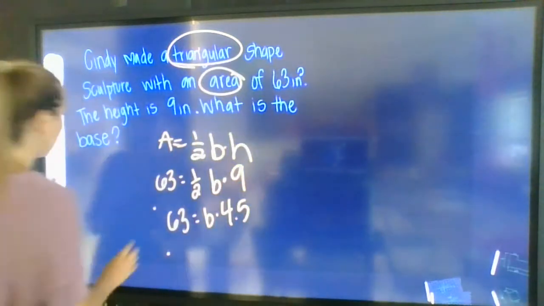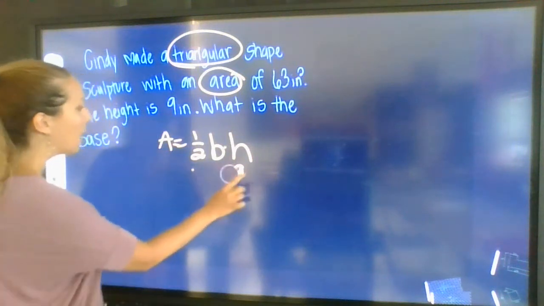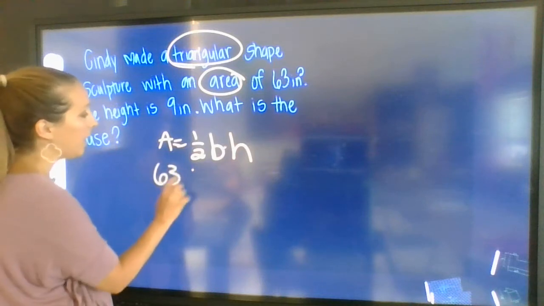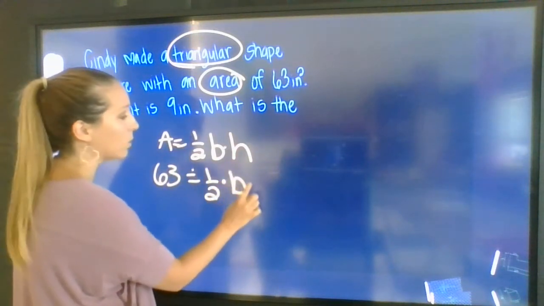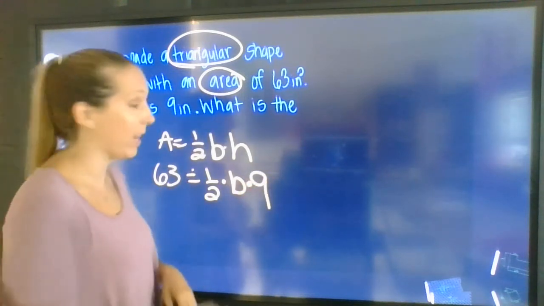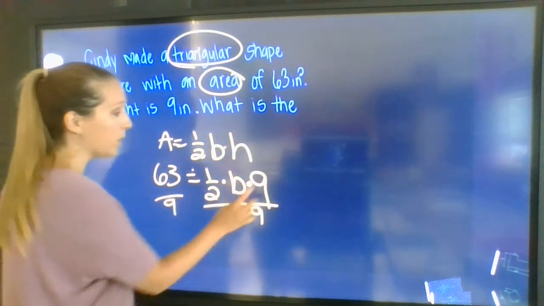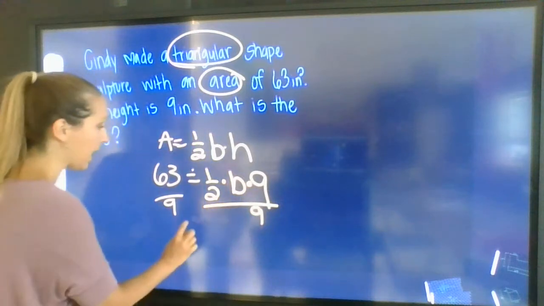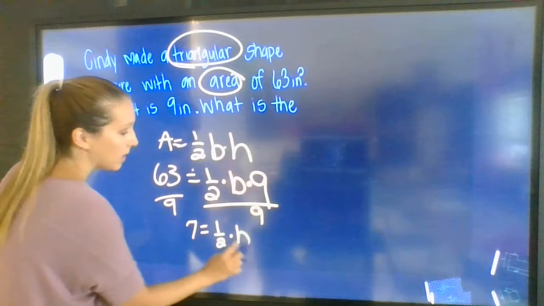So now let's look at one that may help just a little bit. Now, it may confuse some, but again, if you don't like this way, that is completely fine. So what I'm going to do is I'm going to go ahead and divide both sides by 9. Because what that's going to do is say 9 divided by 9 is going to take that away, which means we're going to have 7 equals 1/2 times base.